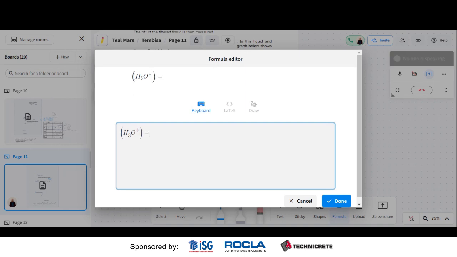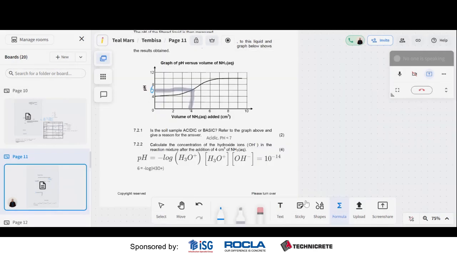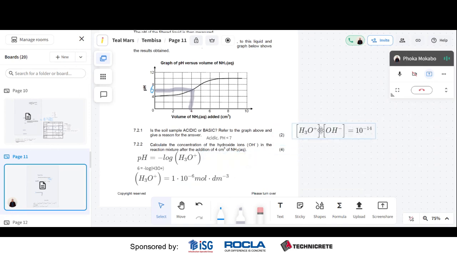Okay, that is equal to 1 times 10 to the negative 6 moles per decimeter cubed. The answer. But that is the answer for the concentration of hydronium. We now need to plug this value into that formula in order to find the rest of our answer.